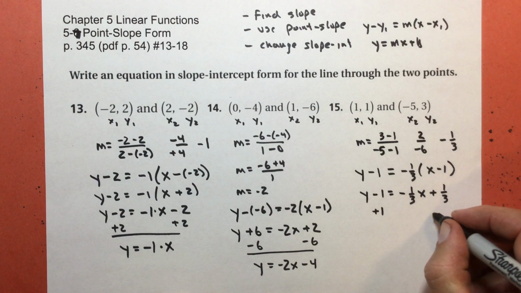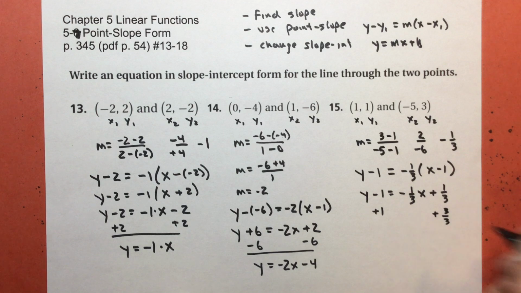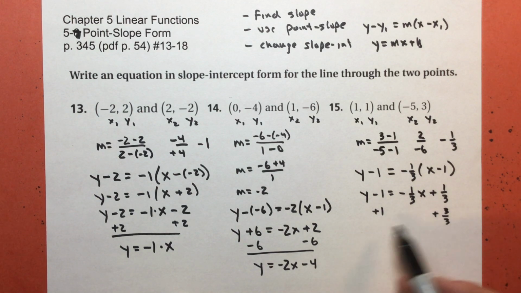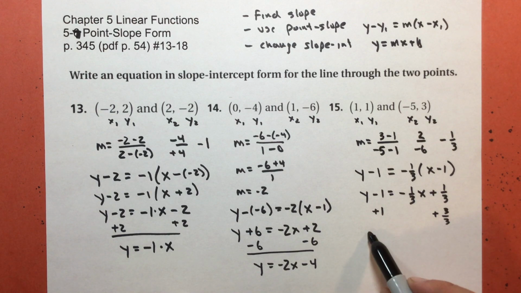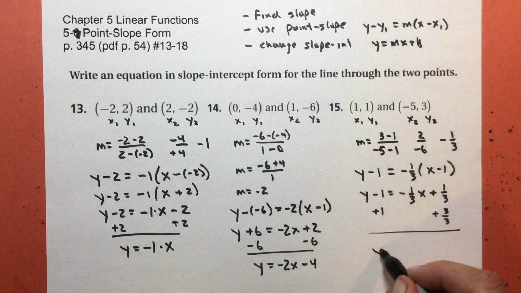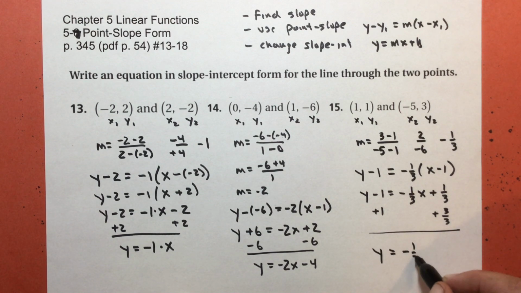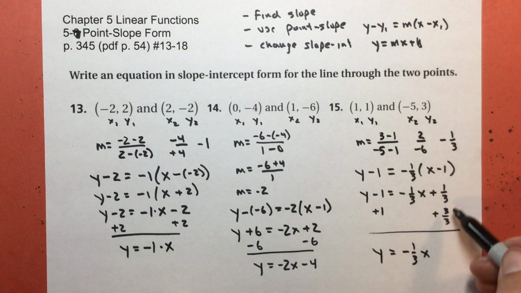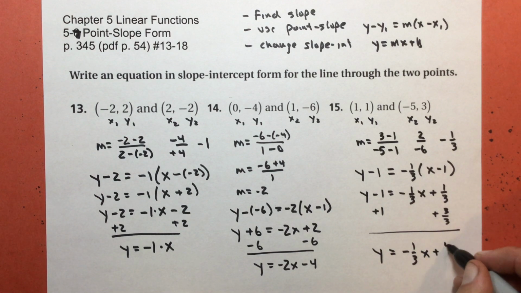It's just going to look like 3 over 3. 3 over 3 equals 1. So I'm still adding 1 to both sides. That's a common denominator. I get y equals negative 1/3 x. 1/3 plus 3/3 gives me 4/3. And you can leave it as 4 over 3. You don't need to change it. Please don't change it to a decimal either, because you'd be estimating it.